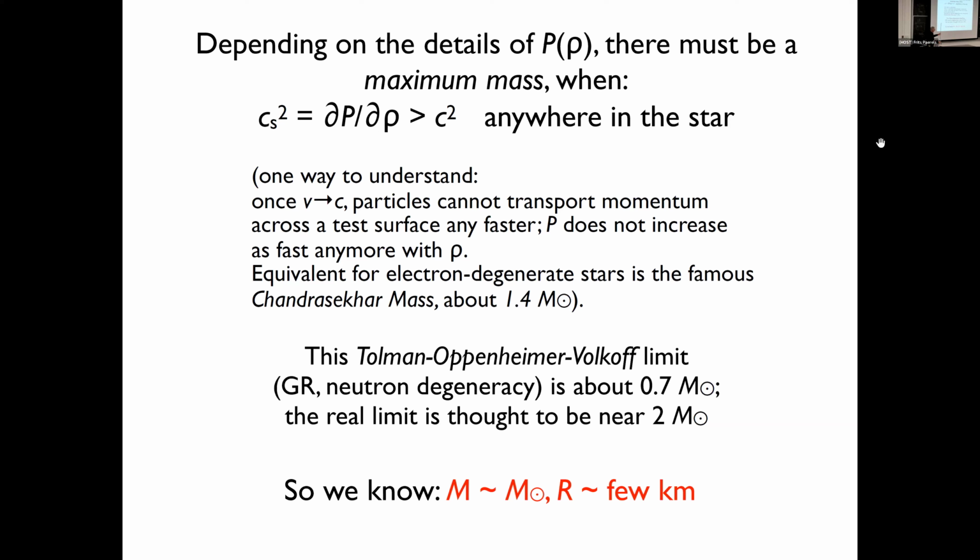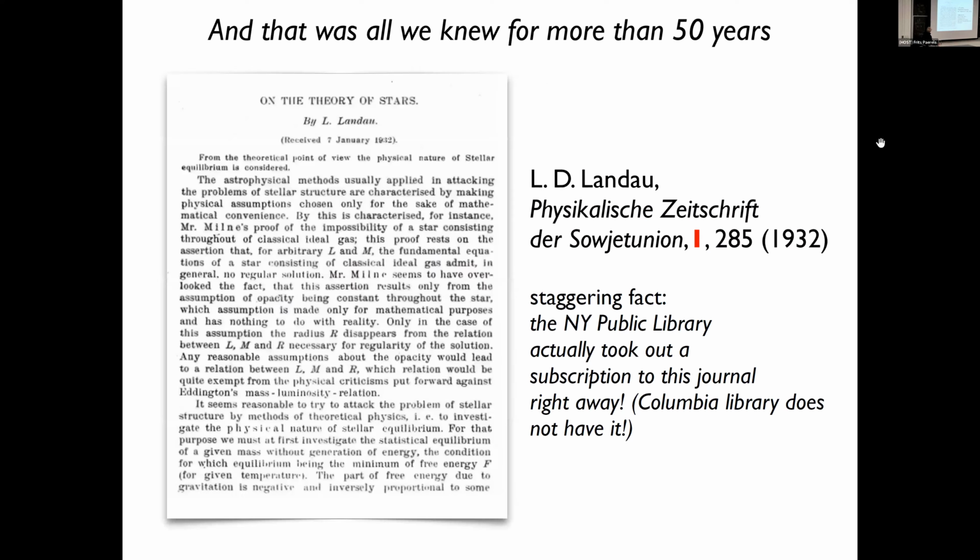Okay, so from what I've just told you, we expect neutron stars to have masses of order a solar mass, right? Maybe up to 2 or a little over solar masses, and radii correspondingly of order 10 kilometers, or maybe a little more. And that was all we knew for more than 50 years, really.